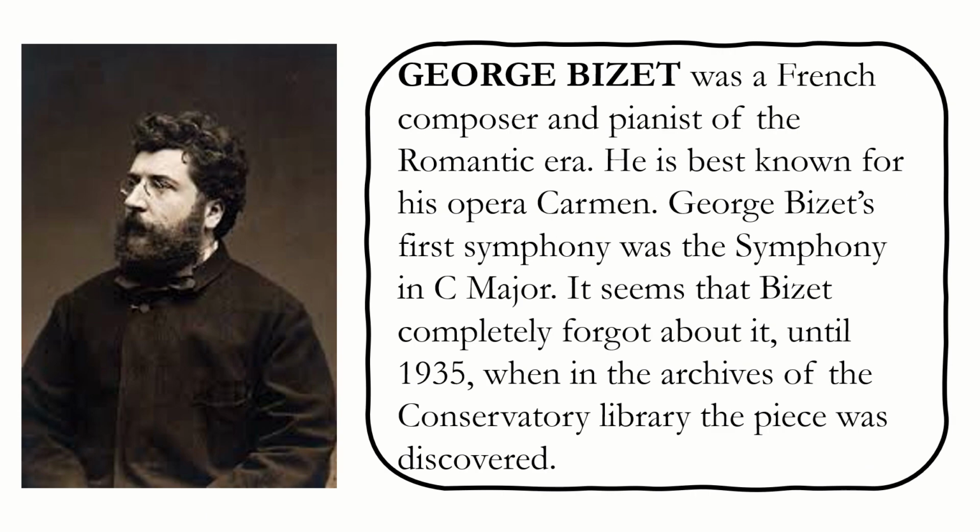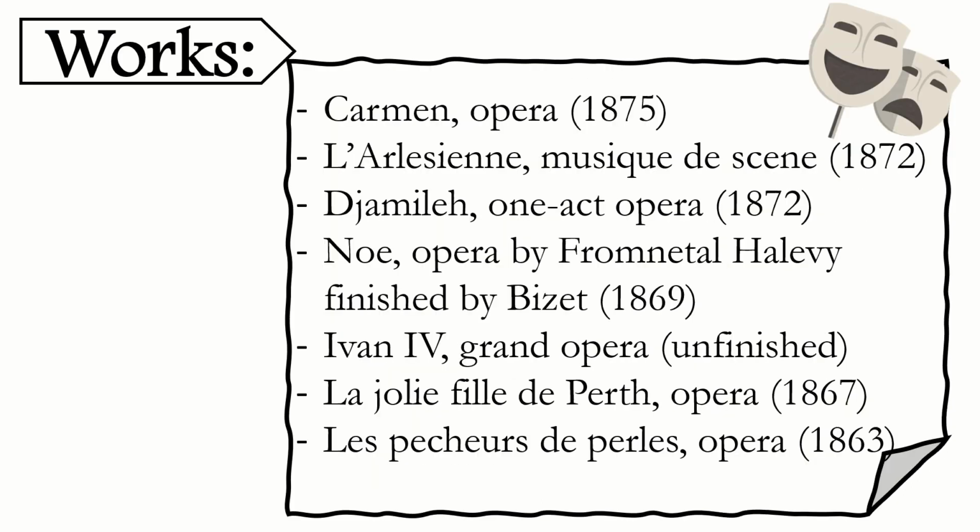Georges Bizet was a French composer and pianist of the Romantic era. He is best known for his opera Carmen. Georges Bizet's first symphony was the Symphony in C major. It seems that Bizet completely forgot about it until 1935, when in the archives of the Conservatory Library the piece was discovered. When it was performed, it was immediately hailed as a junior masterwork and became one of the greatest performances during the Romantic period. It was a delightful work of a 17-year-old boy.